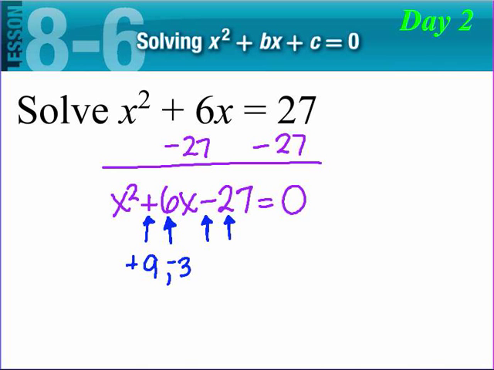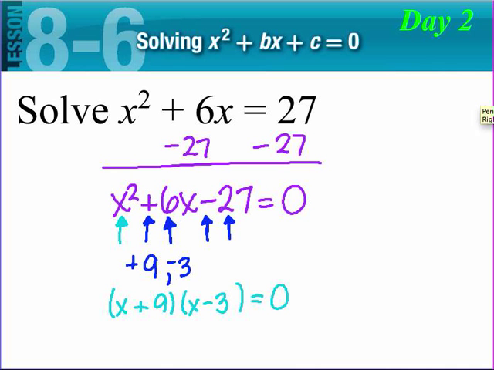Then remember, I start my parentheses. How do I get an x squared? You start both parentheses with an x. One set of parentheses will have the plus 9, the other set will have the minus 3. We would actually stop there on yesterday's part of the assignment, but today notice it says equals 0.